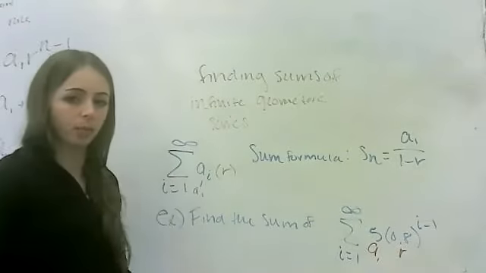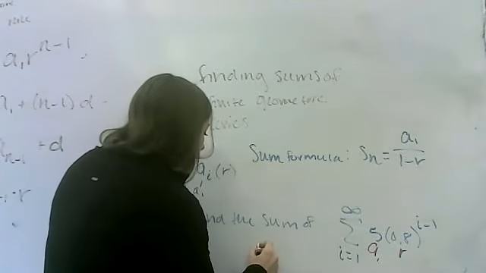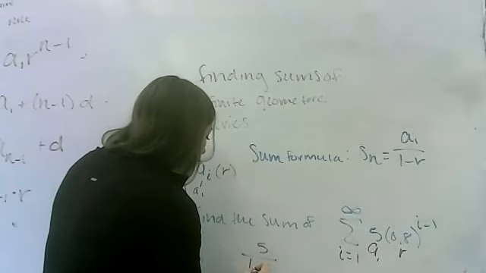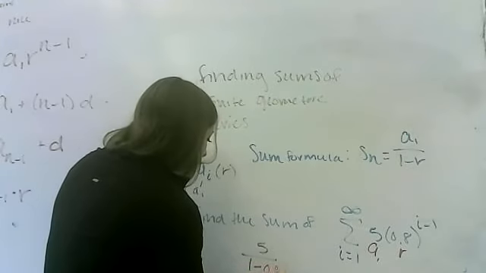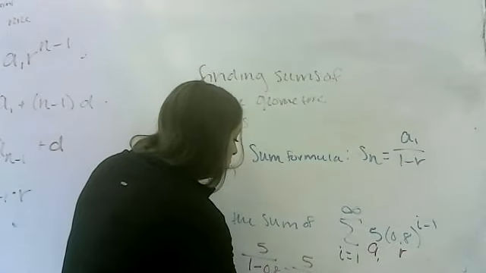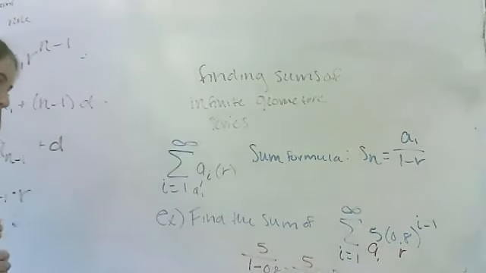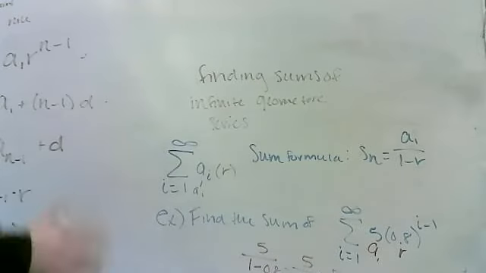So in this case, my first term, or A sub 1, is 5. My R is 0.8. So to find the sum of this, I need to take 5 divided by 1 minus 0.8, which gives me 5 divided by 0.2, which is 25. Okay, that is 25. So again, to find the sum of that series, it would just be using this formula if it's an infinite geometric series.